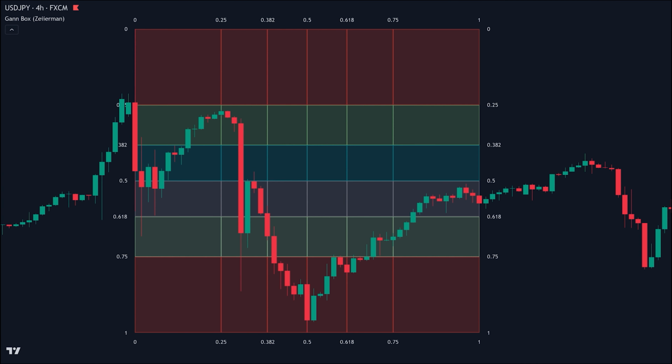Now let's quickly go over the key features of the Gann indicator. The Gann box is the main feature of this indicator. It highlights key levels on the chart by identifying the highest and lowest points in the visible range. This helps you see potential support and resistance areas where the price might pause or reverse. Additionally, it includes Fibonacci labels, which mark important retracement levels. These levels are useful for identifying potential points where the market might change direction.